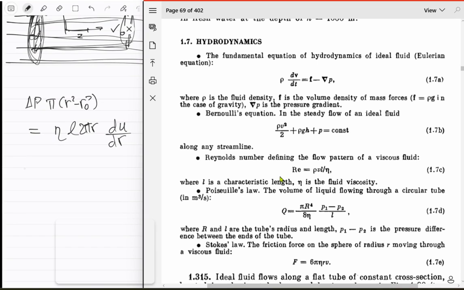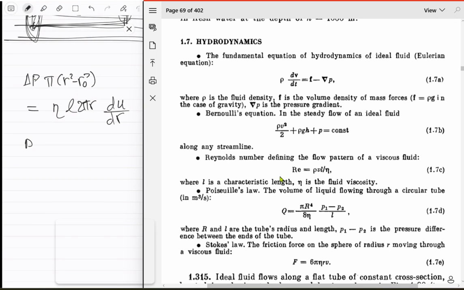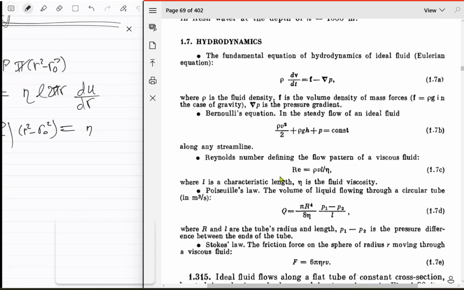So delta p upon L. Okay, let's not go into that right now. First of all, cancel that stuff out. Delta p upon L, right? This thing times r squared minus r naught squared. If I just put that inside, okay, not right now. We'll do that in the meantime. So this will be eta L du upon dr.